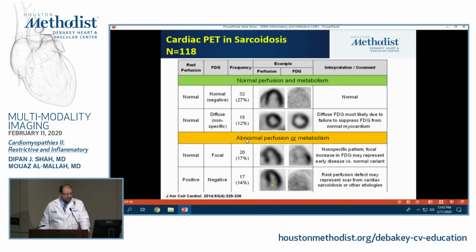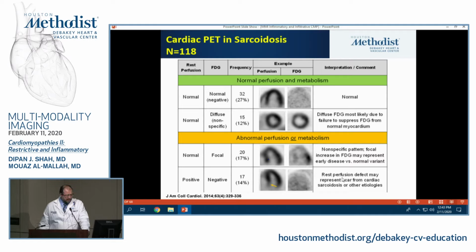Now, how are we calling? Sometimes we have abnormal perfusion or metabolism. So one area where FDG PET alone can be false positive is in the basal inferolateral. For unknown reasons, in the absence of a perfusion defect, people have been concerned this is early disease. So if this is the only area where we can see FDG uptake, then we should raise the possibility of it being false positive.